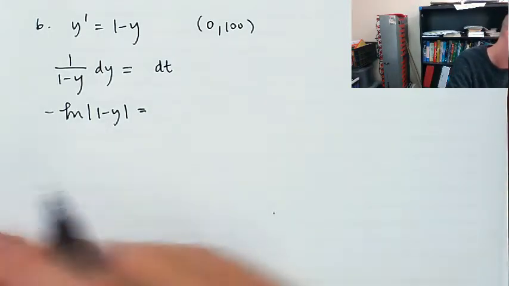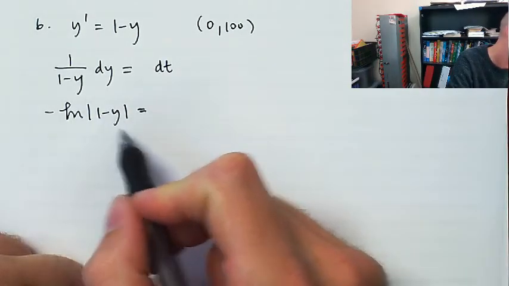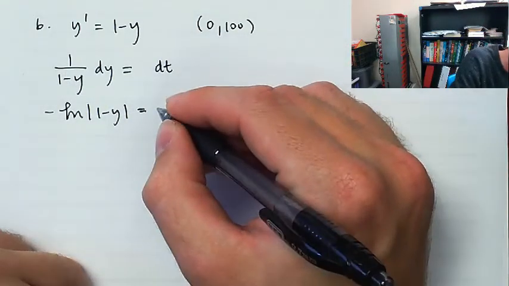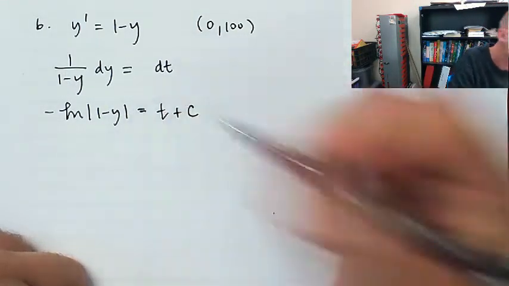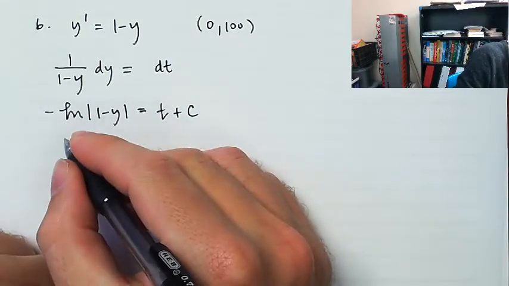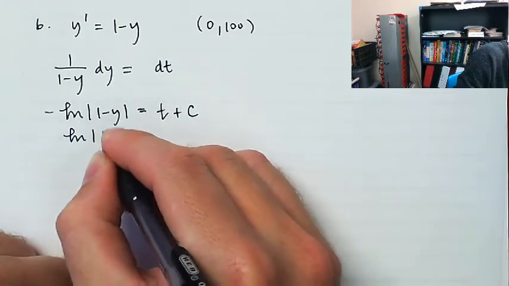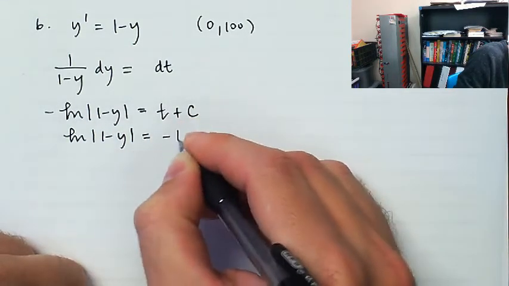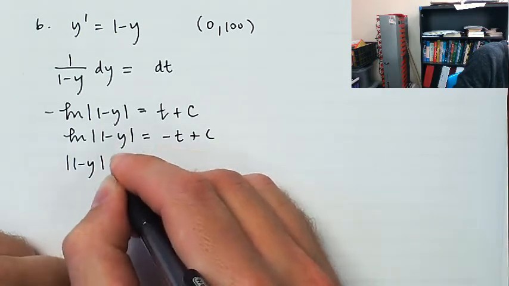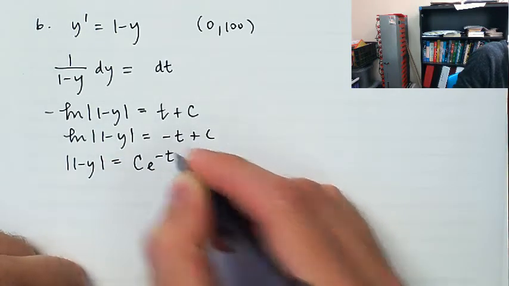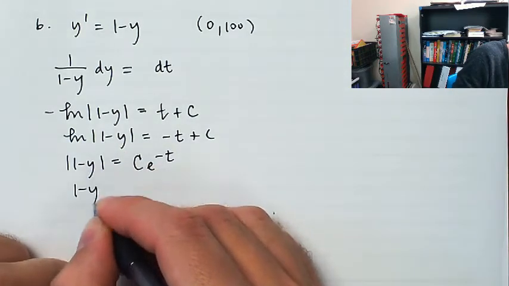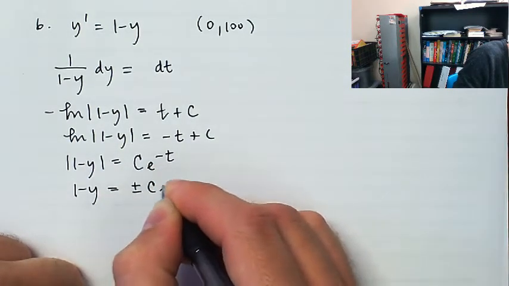Right? Okay. Now I think about it, negative 1 over 1 minus y times 1 for the chain rule gives me that positive 1 over 1 minus y that I'm expecting. And so then I'll anti-differentiate dt and get a t plus c. I'll get rid of the minus. Okay, take e to both sides power. Okay, and then 1 minus y equals plus or minus c e to the negative t.